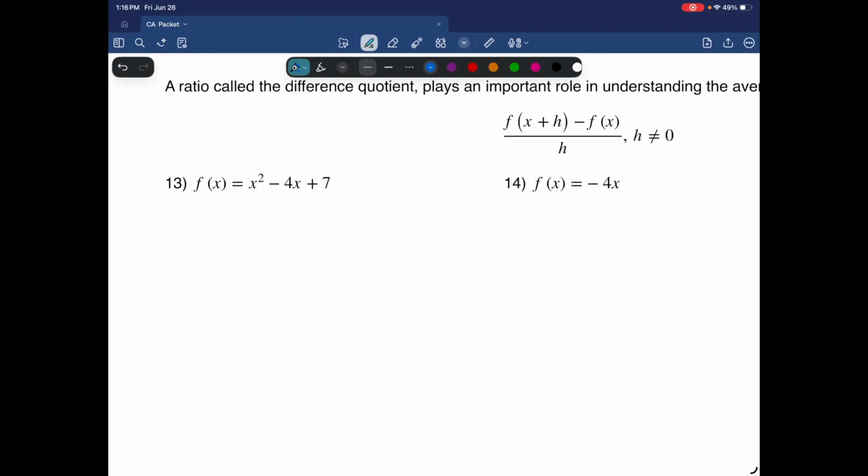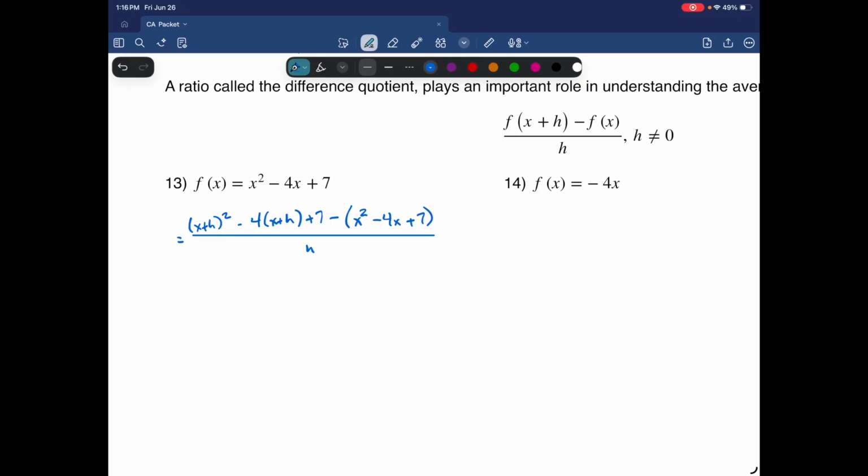So using the function notation, it says f of x plus h. The first thing I'm going to do is everywhere I see an x, I'm going to put in x plus h. So I get x plus h all squared minus 4 times x plus h plus 7, minus f of x, so minus my original, x squared minus 4x plus 7, all over h.